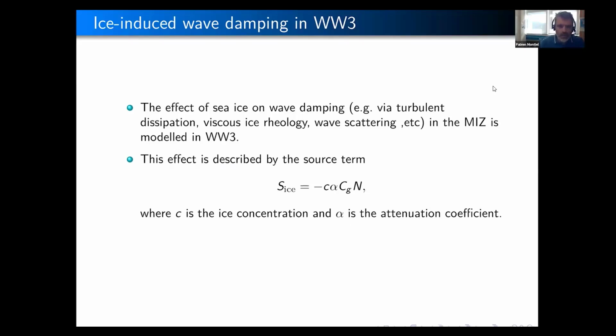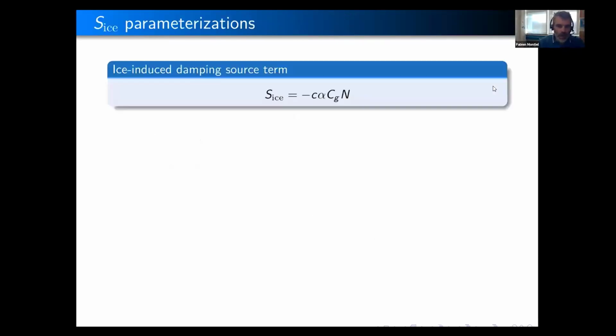And so WaveWatch currently has 14 different ways of choosing alpha, the attenuation coefficient. So, you know, if you put yourself in the position of using WaveWatch for the first time, that can be overwhelming. Where do you start? Which one do you choose? And so that's essentially part of what we wanted to address here.